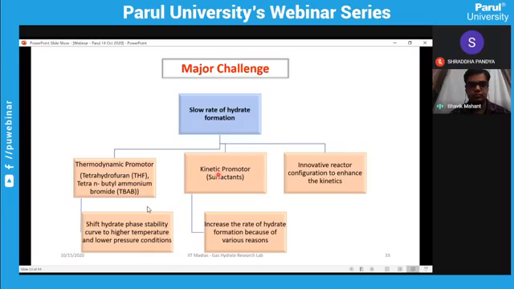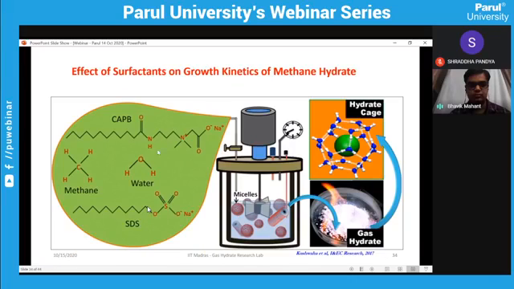And the second is that we can add surfactant. With surfactant, you lower the surface tension, and after that the mass transfer resistance will be lowered, and we can form more gas hydrate out of it. And third, we can change the reactor design. So this is the last part, I just want to talk to you about one such application.